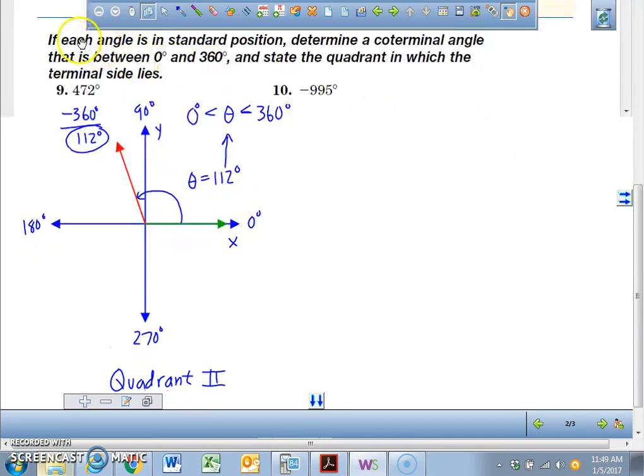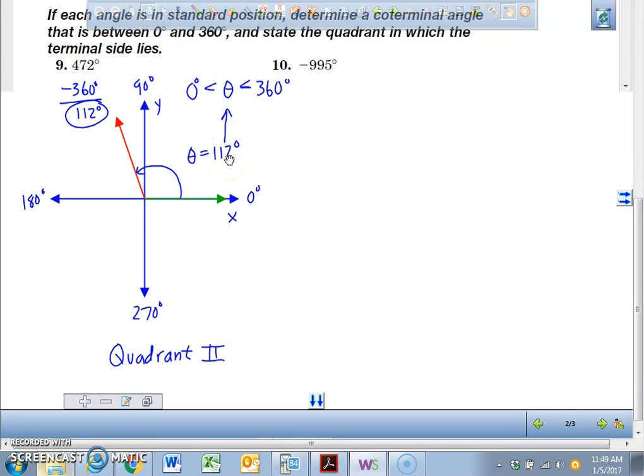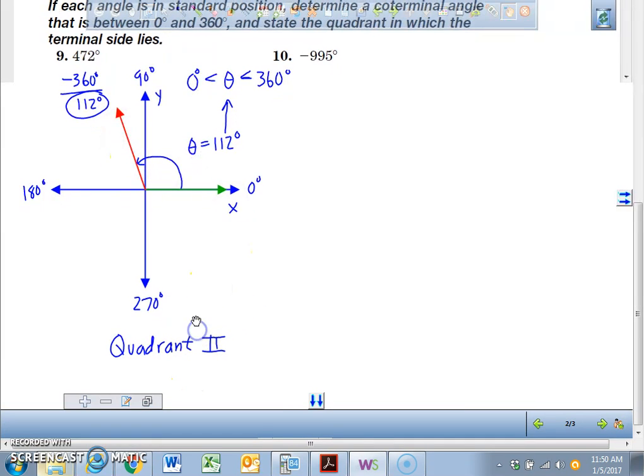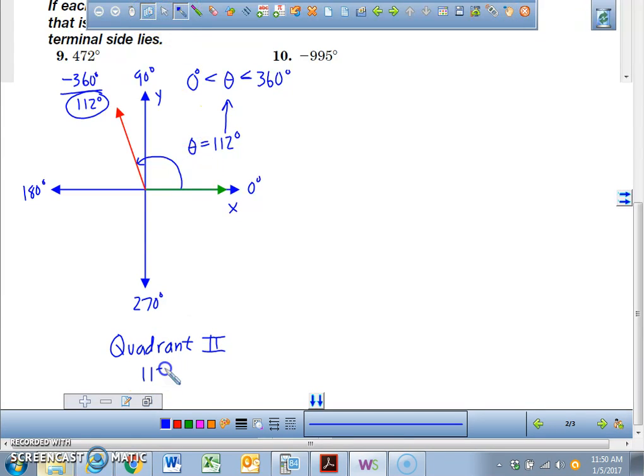Okay? It says if each angle is in standard position, determine a coterminal. What does coterminal mean? An angle that finishes at the exact same spot, that is between 0 and 360. What I need you guys to understand is 472 degrees and 112 degrees are coterminal angles. They finish right there. So one of your answers is, it finishes in quadrant 2. The other answer is 112 degrees. That is a coterminal angle with 472.